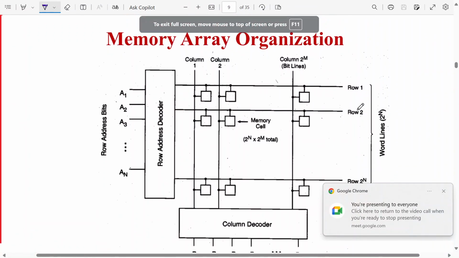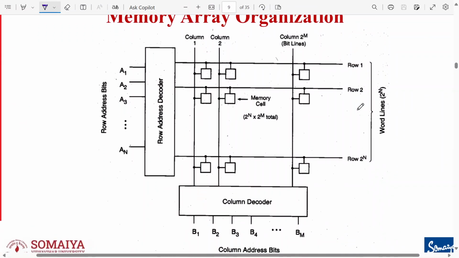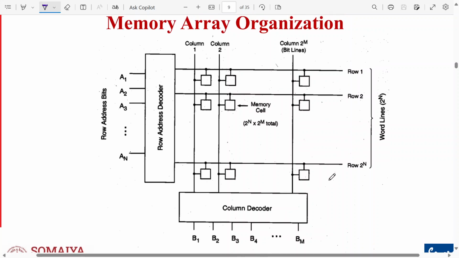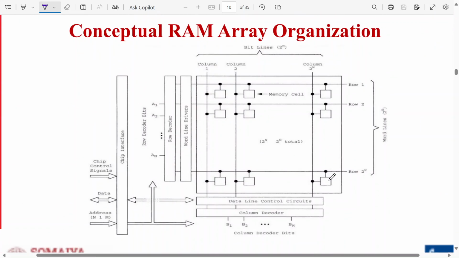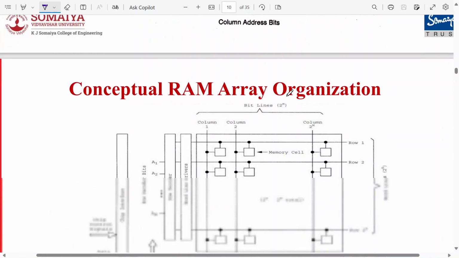This memory array organization we have seen last time, right? This was used in ROM array. So it's the same as before. We have a row address decoder, column address decoder. We are not discussing much detail into it because we are not designing a ROM array or a RAM array. We are going to study the SRAM cell. This is again a conceptual RAM array organization, just similar to the last diagram we have seen.